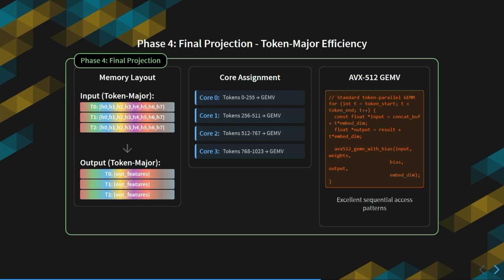This is a standard token parallel GEMM operation with AVX-512 instructions. And we get excellent sequential access patterns because the data is already in token major layout from phase 3. This phase benefits from the memory layout established in phase 3. It's a straightforward parallel GEMM operation with good cache behavior. The sequential access patterns mean we can achieve high memory bandwidth utilization.